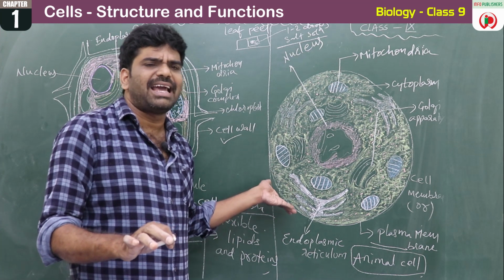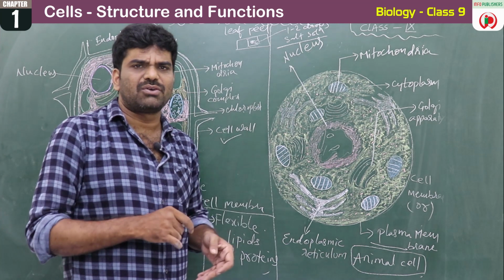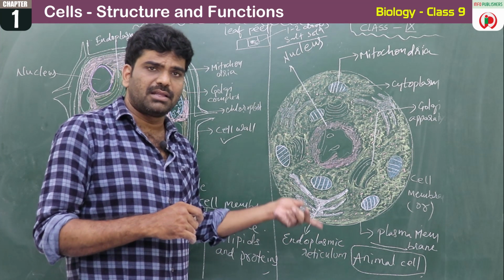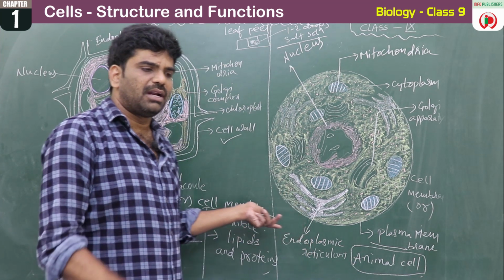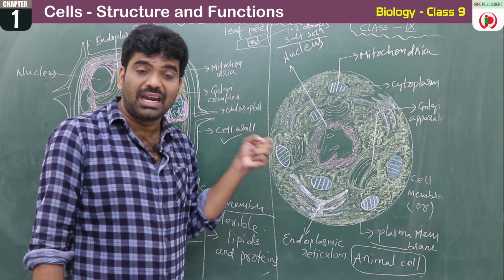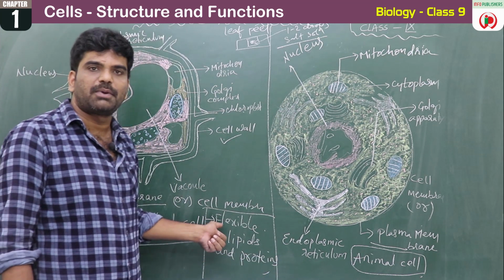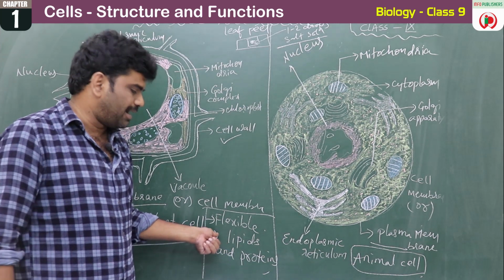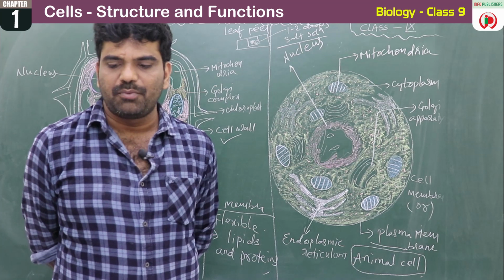Now we have done an activity by taking the leaf, tearing it with a single stroke, and observing the light colored portion without salt and with salt. We have seen the shrunken cytoplasm. Now let us go further, and this cell membrane can be seen only through an electron microscope. So the property: the cell membrane is flexible, that means it can bend, and it is made up of lipids and proteins.